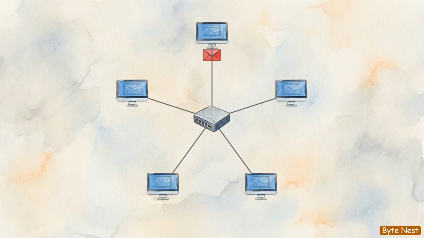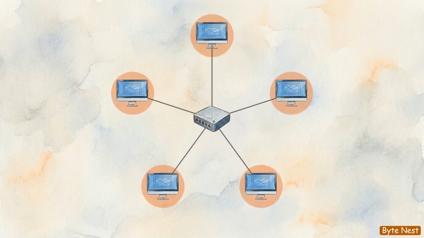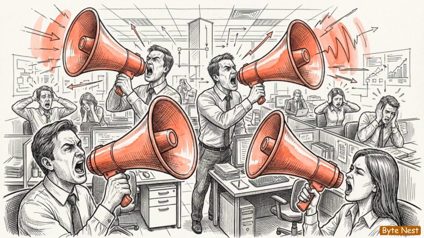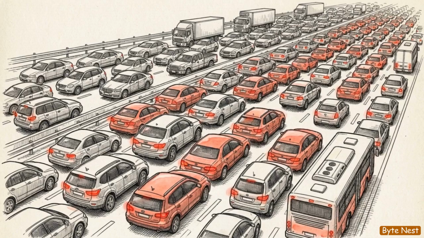There's also a security risk. Because the hub shouts every message to every single port, any computer plugged in can easily eavesdrop on the private data meant for someone else. Ultimately, hubs are just too noisy for modern life. As a network grows, a hub makes it slower, more prone to traffic jams, and much less private.